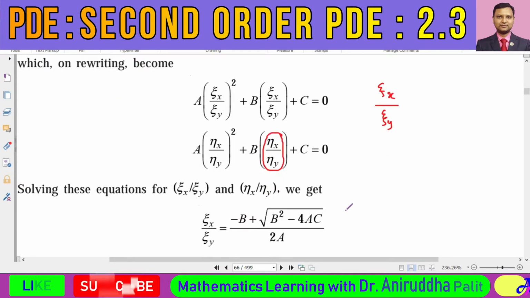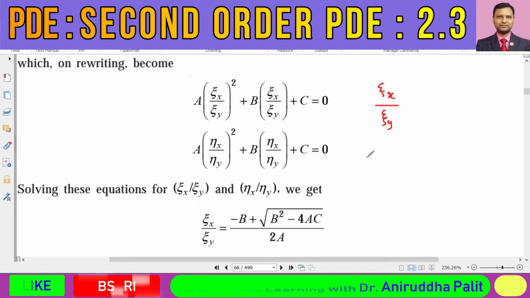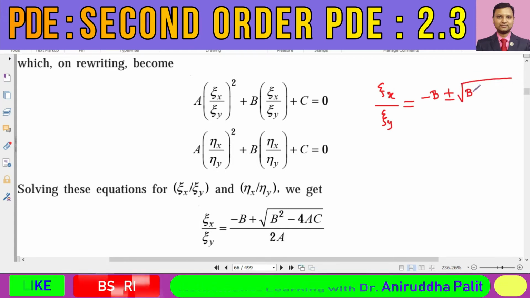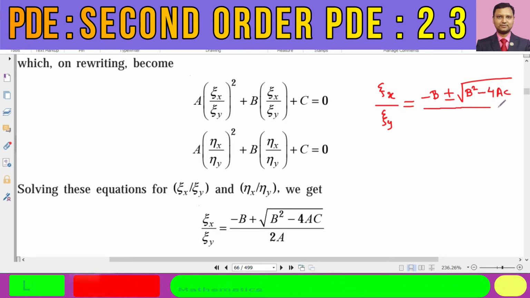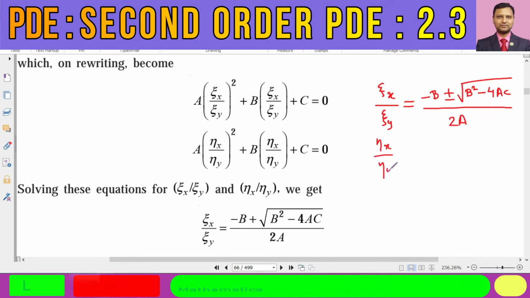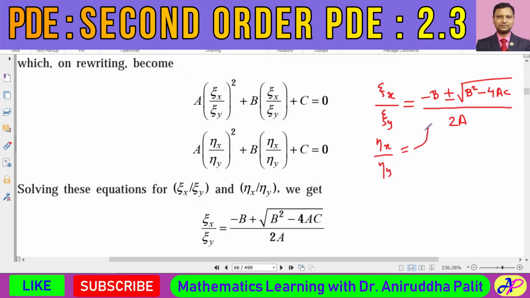And if you look at this carefully, for xi x and xi y, this ratio is equal to minus b plus minus root over of b square minus 4ac, divided by twice a. Even if you solve the other relation, in that case also you would get the expression eta x by eta y equal to this same expression.